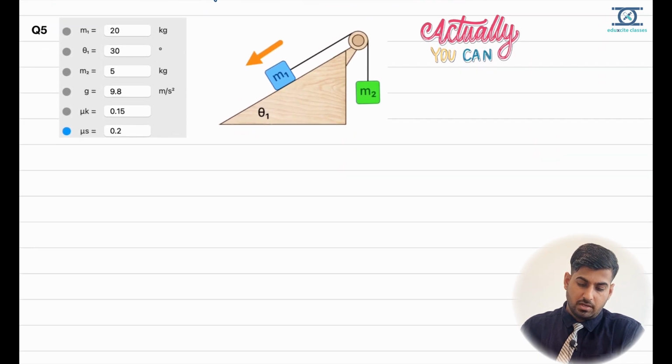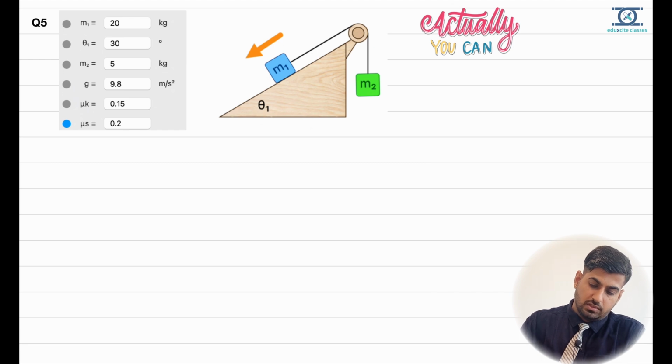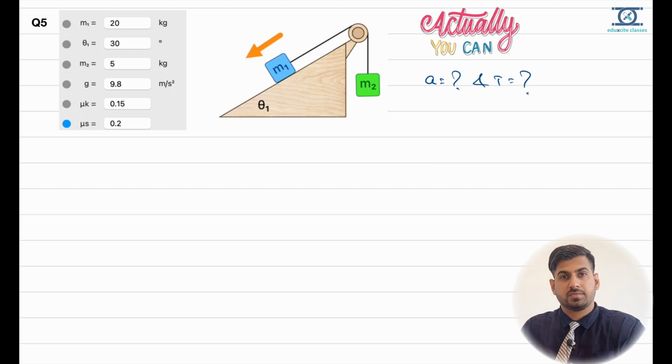Similarly, in the same manner, you have to find the acceleration and the tension for question number 5. Pause the video and solve.